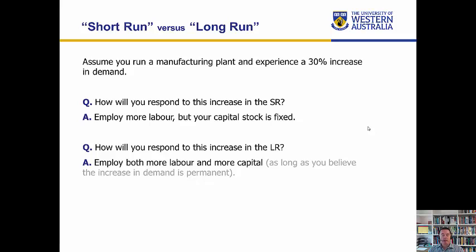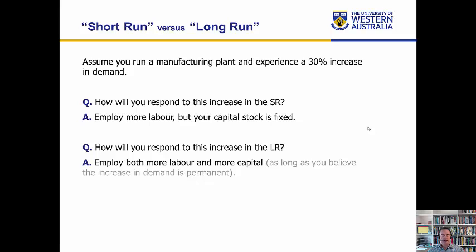Compare that to the long run. Let's just imagine that we have a 30% increase in demand, and we want to match that with a 30% increase in production. We also assume that we believe that the increase in demand is permanent. So it's not just a temporary thing where production will need to go back down to its original level quickly, but it's a permanent increase in production and thus permanent increase in demand. How are you likely to respond then?